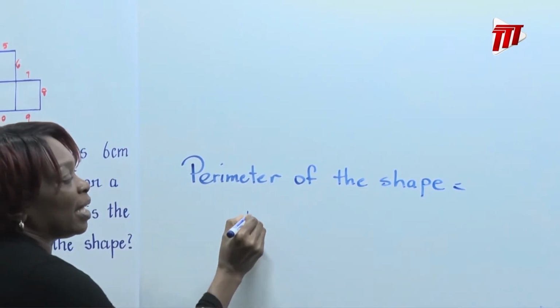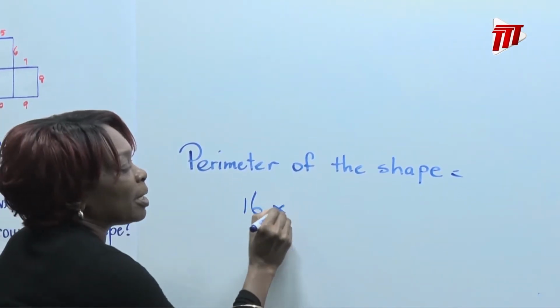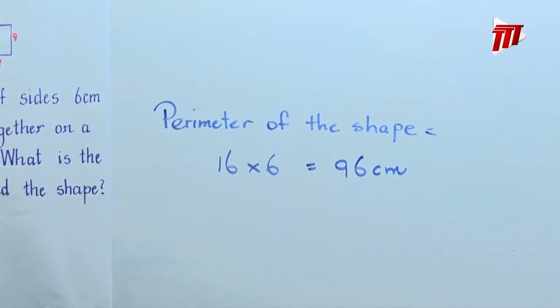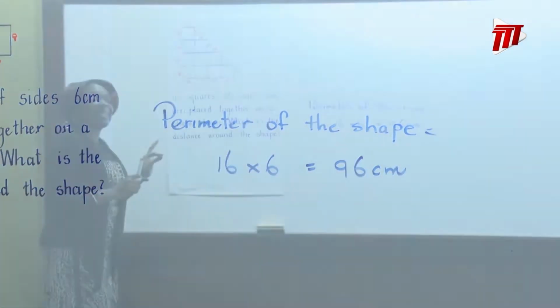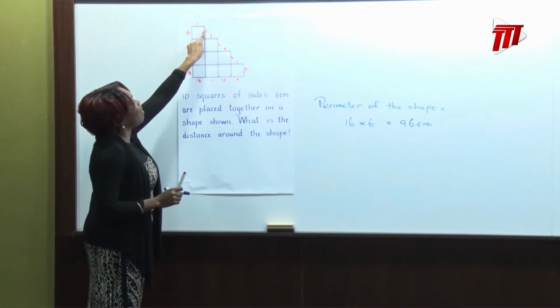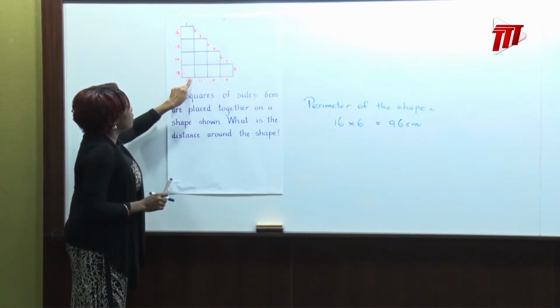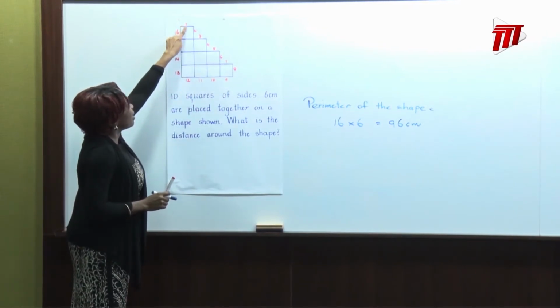We are going to say the 16, remember we counted the 16, and we're going to multiply by the 6. So what did we get? 96 centimeters. 96 centimeters represents the total distance around the shape. Are you seeing that, boys and girls?